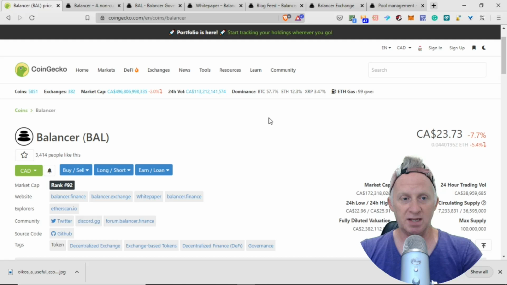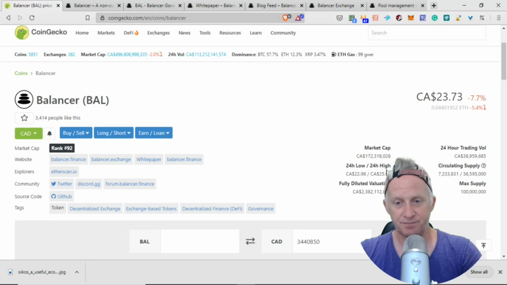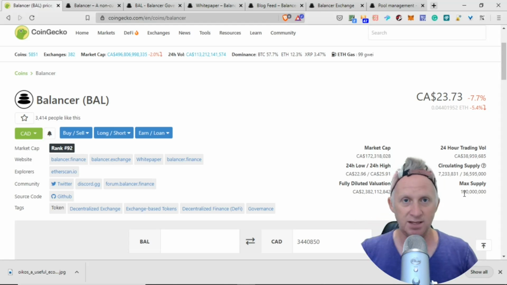Anyway, let's jump to the main section of CoinGecko. Balancer, the price of the token is almost $24 Canadian. This is pretty cool. And as well, they are already ranked around 100, actually 92. As you can see here, the market cap is $172 million. The circulating supply is about 7 million, and the max supply is 100 million. So they're going to create a lot of inflation lately because they release 145,000 new BAL tokens on the market each week for the people who provide liquidity into the infrastructure.